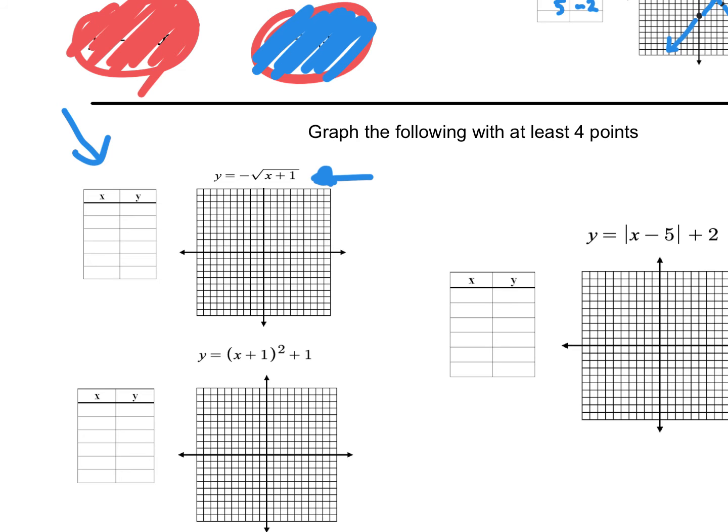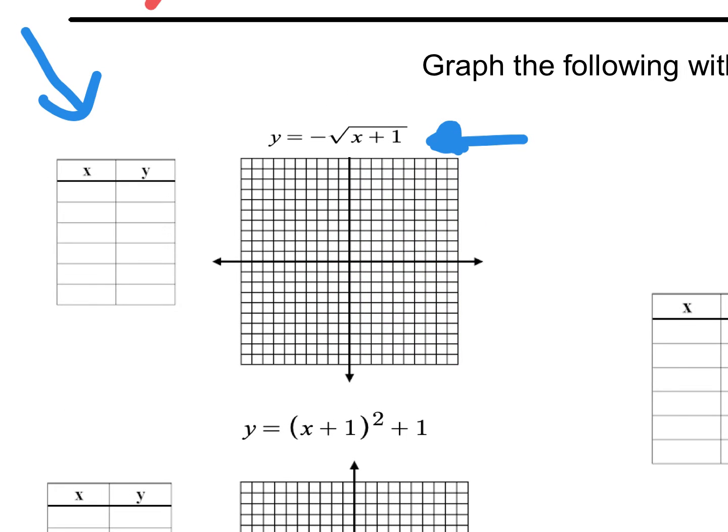All right, so I'm going to put in 0, and I'm going to get the square root of 1, which is 1, and then this makes it negative, so negative 1. I'm going to put in 1, and then I'd have the square root of 2.